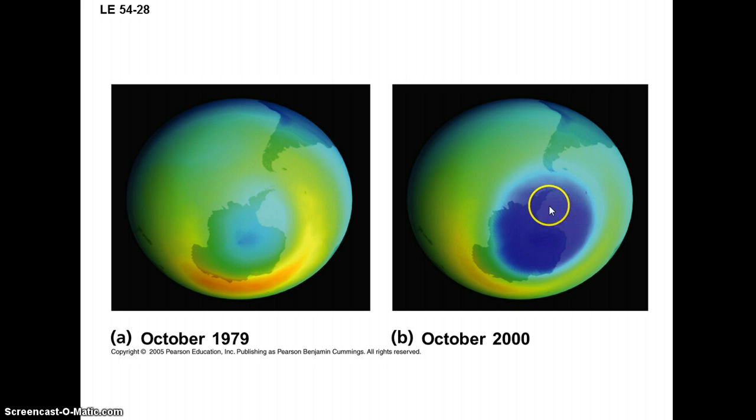But again, this UV light that gets through can be damaging to cells, to the phytoplankton, etc. in these areas. And so because of this process, a number of these compounds have been banned and are being phased out because of the damage they do to the ozone. Okay, that's it.